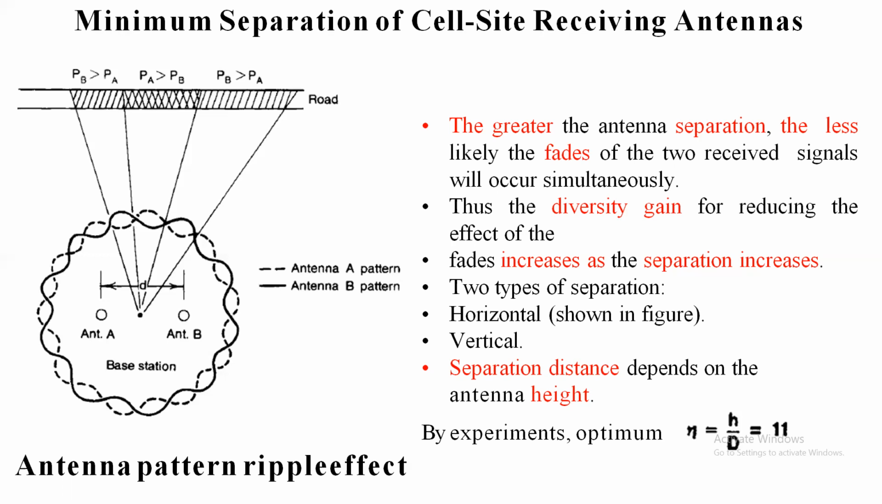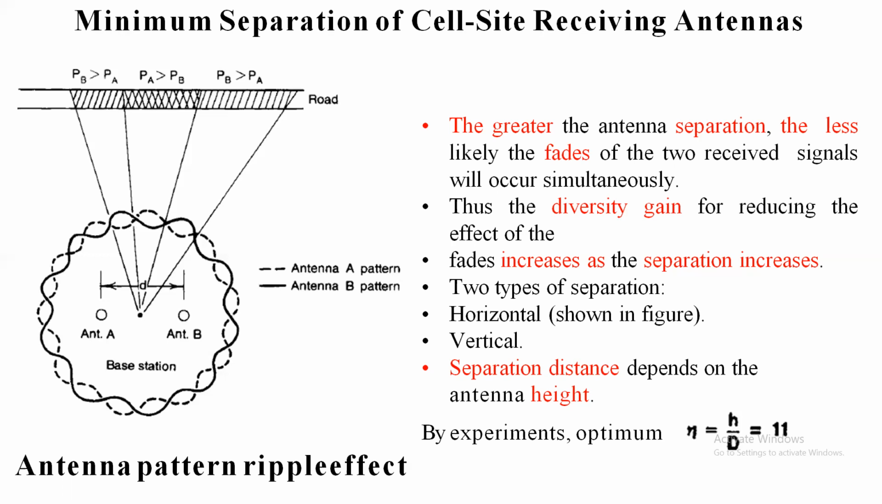And also the separation distance D depends on the height of the antenna. The distance D depends on the height of the antenna, which is nothing but H by D. The formula is H by D. This is about the minimum separation of cell site receiving antenna, right?